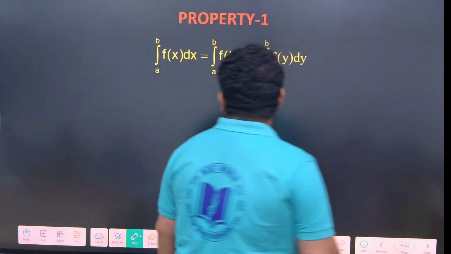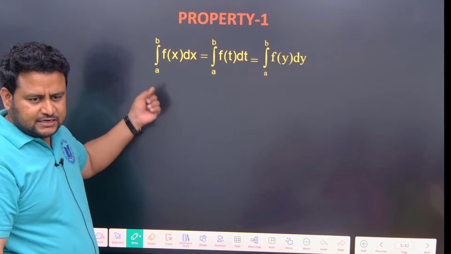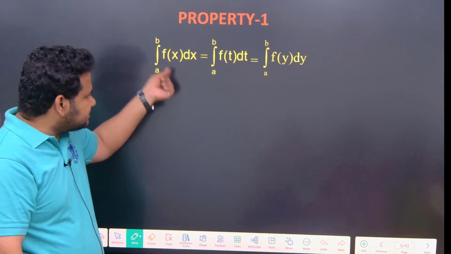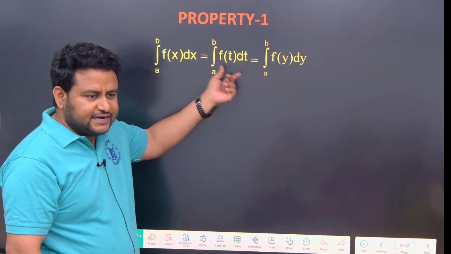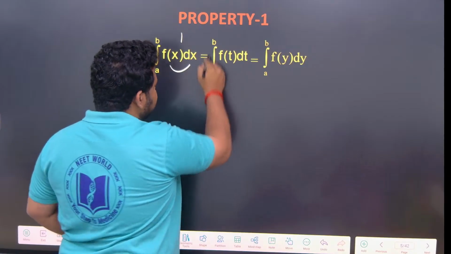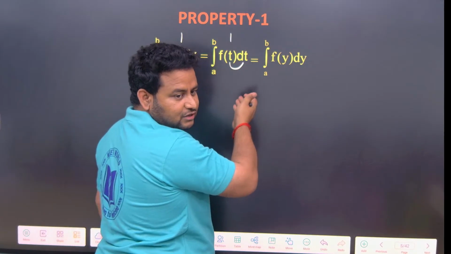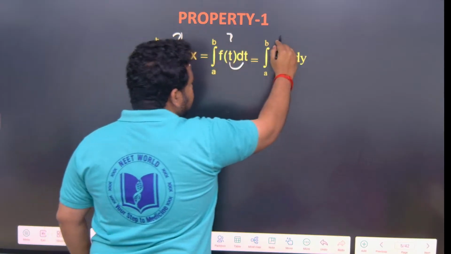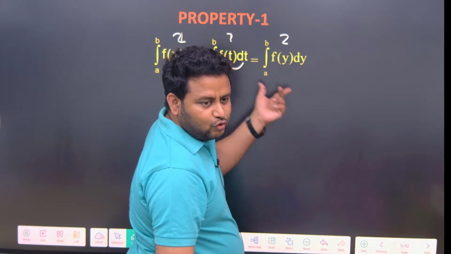See here, property 1: the integral of A to B f of x dx. If you change the variable also, you will get the same integral. So the integral of A to B f of t dt. If f of x dx gives you the value 1 for the same interval, then f of t dt also gives the same value 1. Suppose it is 2, then here also you will get 2. That is, if you change the variable, the value won't change.